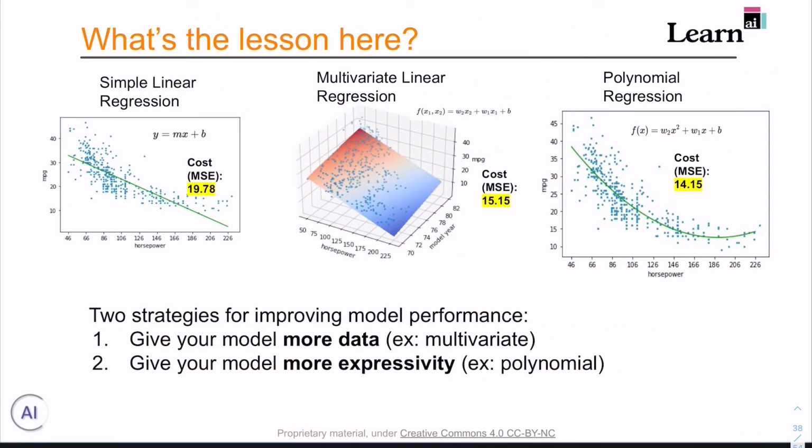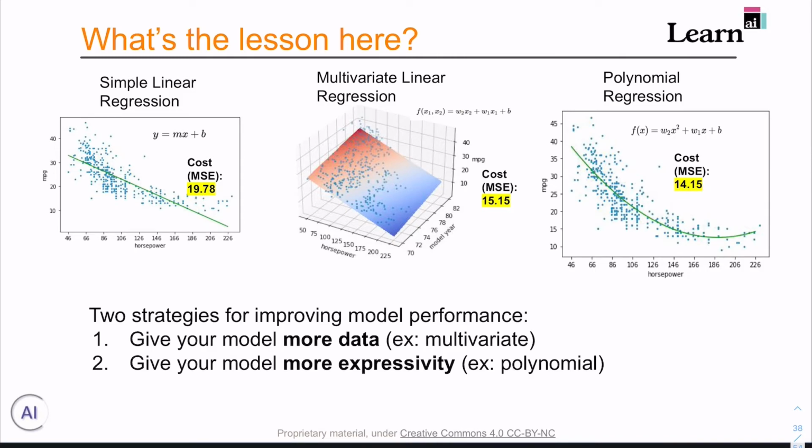So what general lessons can we learn here for training models in the real world? We've done 3 models so far. We've done a univariate linear regression here, right? And we had a cost of 19.78. We did a multivariate linear regression here, and we had a cost of 15.15. That was a plane. And then we did a univariate polynomial regression, which was a curve in one dimension, and we got 14.15, and that's lower than both of these, right?